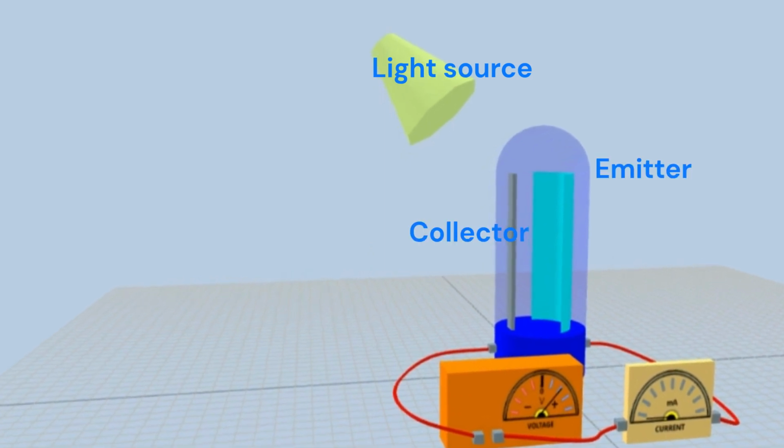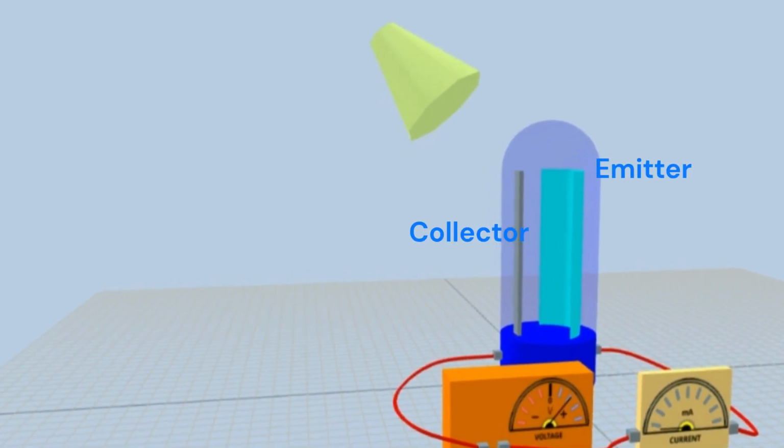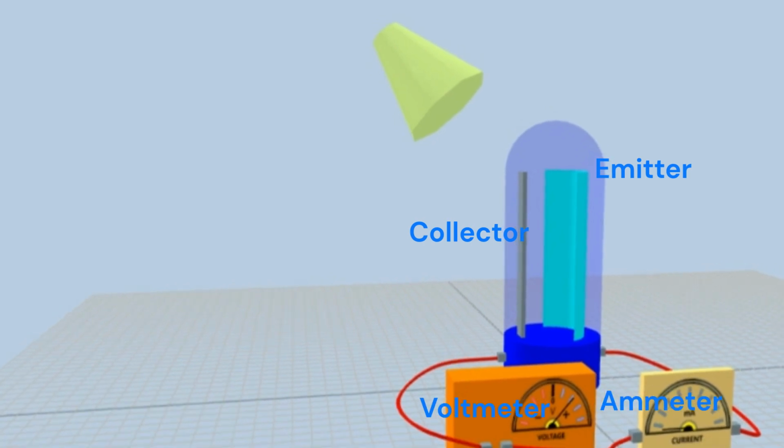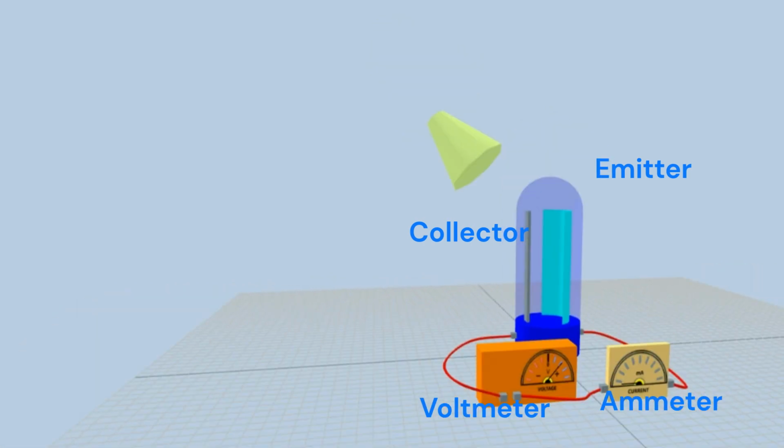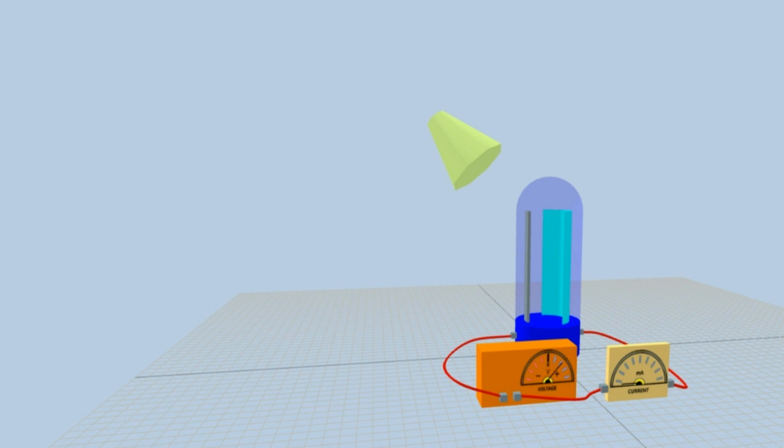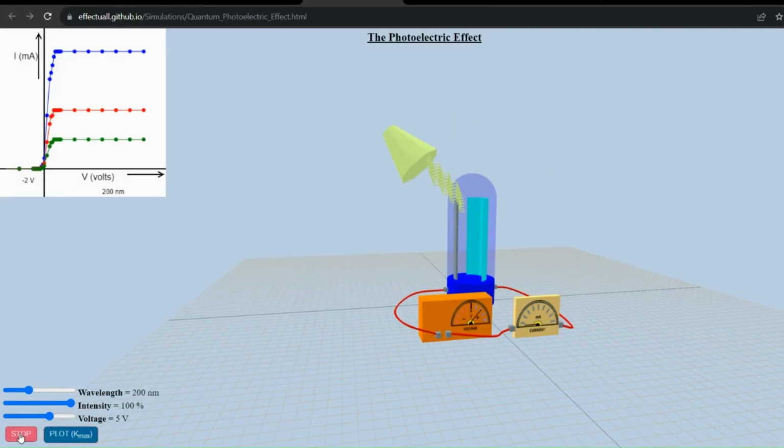The voltmeter gives the measure of the positive voltage of the collector. The ammeter measures the photocurrent of the circuit. Press start for the light source. When light strikes the metallic plate, it emits electrons. If the wavelength of the source is below the critical value, adjust the wavelength slider to visualize it.